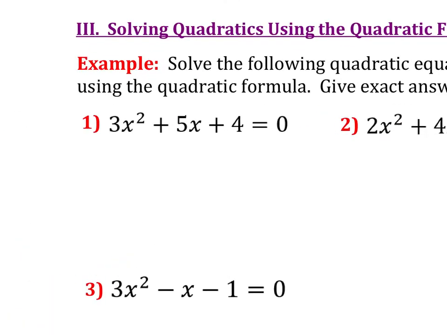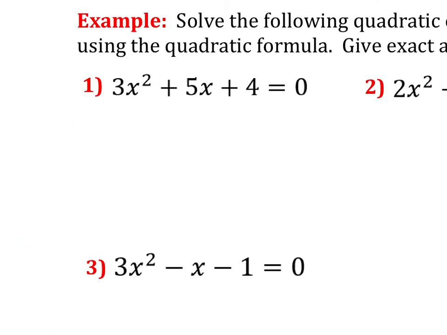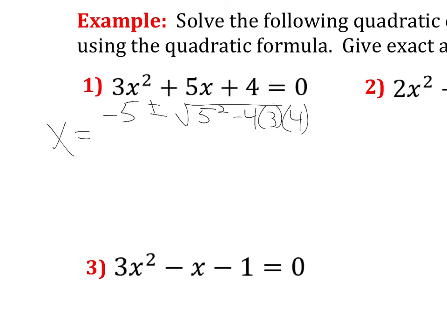So let's go ahead, we'll do number 1, and we'll call it a day. So this is already written in standard form, ax squared plus bx plus c equals 0. So let's take the opposite of b, -5, plus or minus the square root of b squared, so 5 squared, minus 4ac, all of that over 2a.